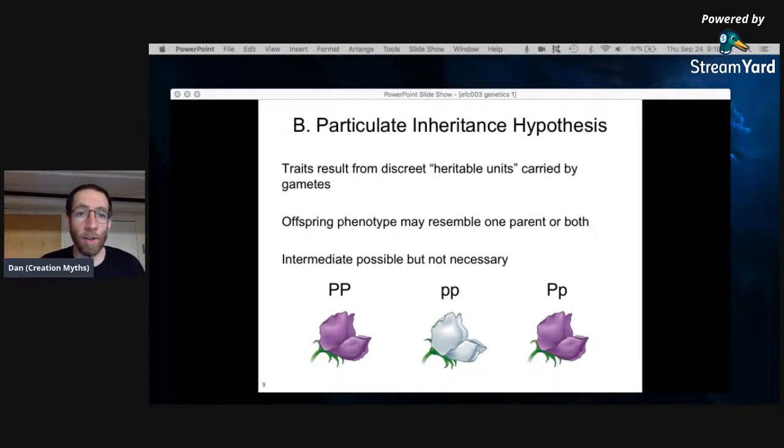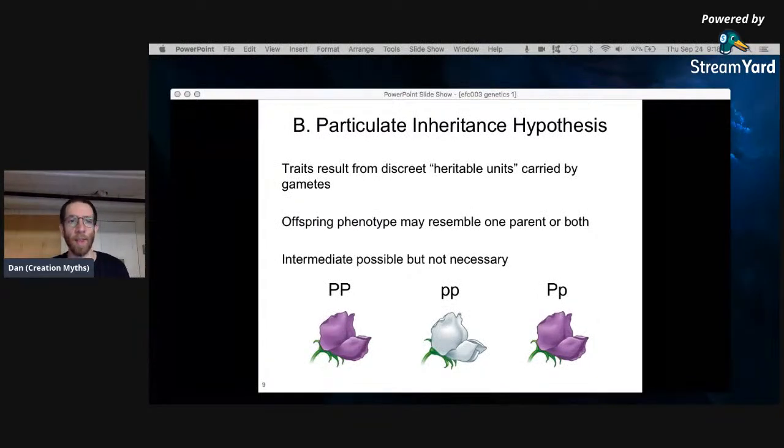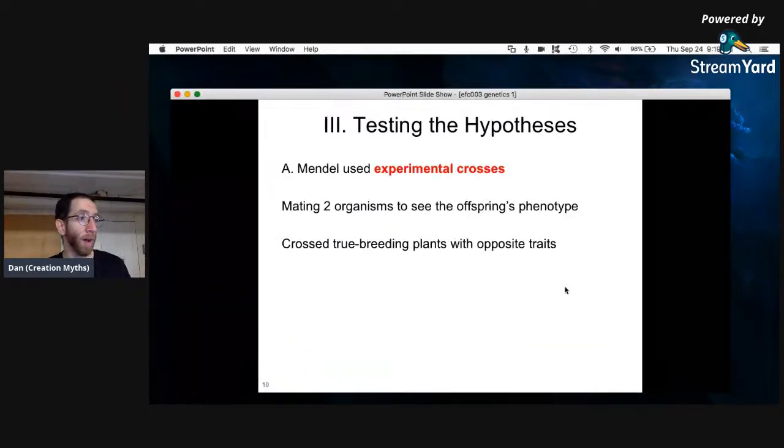Okay. Particulate inheritance hypothesis. This is the idea that traits are discrete units in the gametes rather than fluids that are mixed together. Under this hypothesis, we expect offspring to resemble one parent or the other. You could have intermediate phenotypes, but you don't have to. Whereas with blending, you need to have intermediate phenotypes. So let's talk about how we can test these two hypotheses.